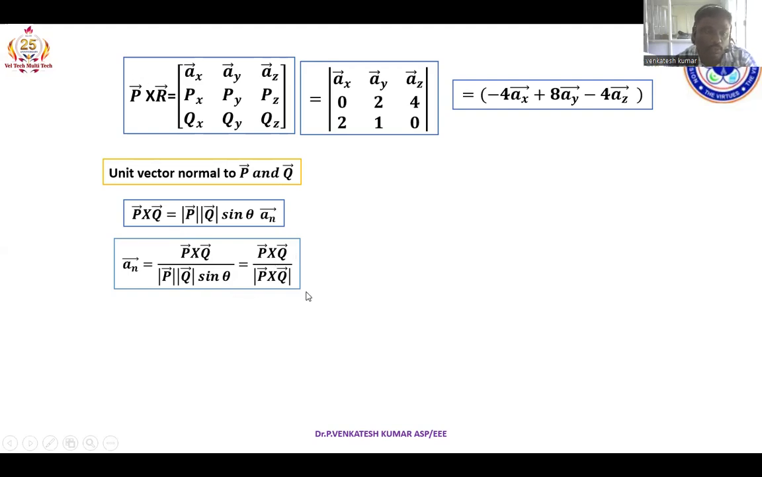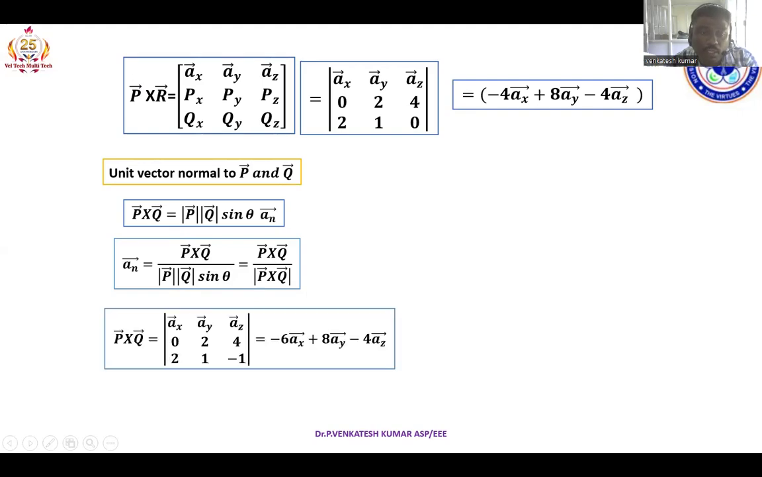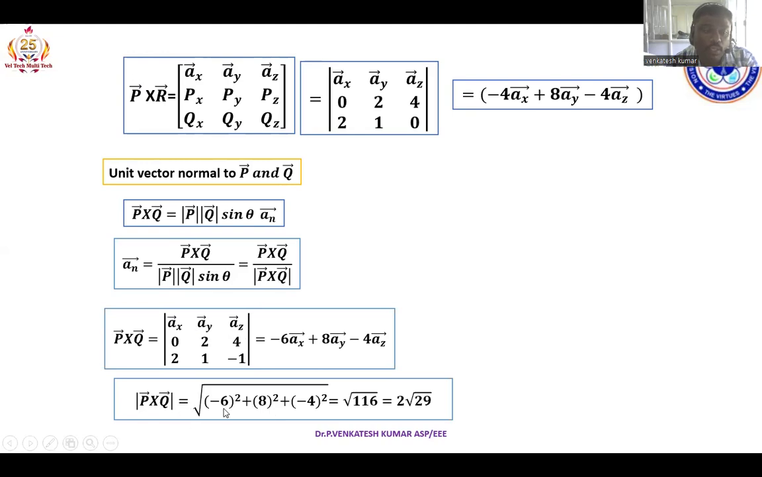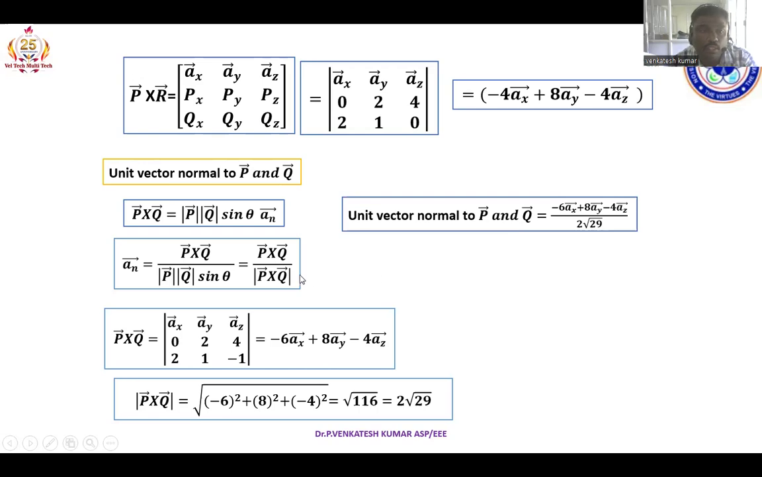Thus we will substitute in the next step. P cross Q we already calculated, so we substitute that in the unit normal vector. So the unit normal vector is P cross Q divided by 2 root 9. So the unit vector normal to P and Q, an vector, is what we calculated, the unit normal vector.